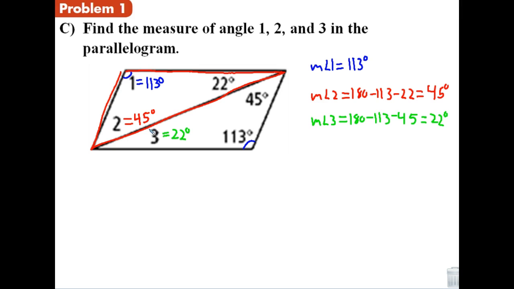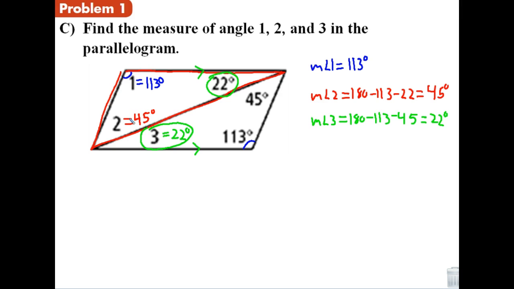And then the thing to notice here, and the other way we can approach this problem, is that angle 3 is congruent to this 22 we're given here. The reason for that is, with the parallelogram, my opposite sides are parallel. So what I have here are parallel lines with a transversal. We know that when lines are parallel, alternate interior angles are congruent. Therefore, these two angles have to both be 22.